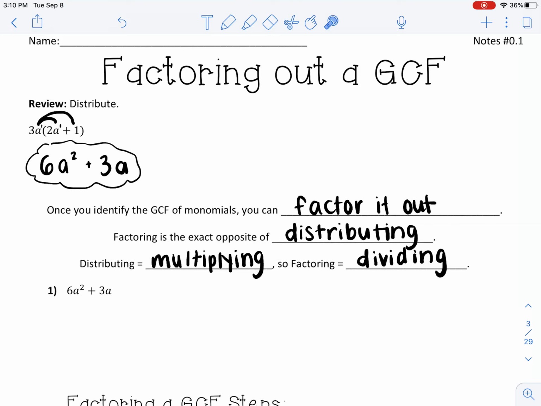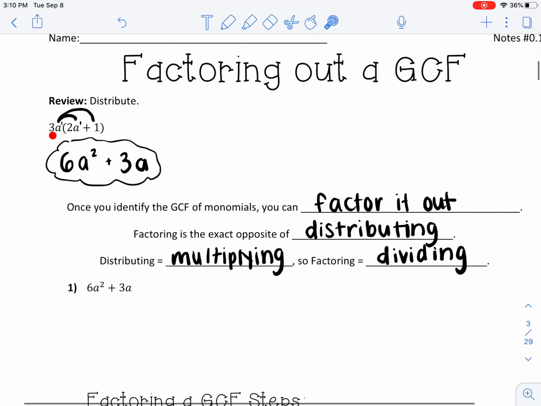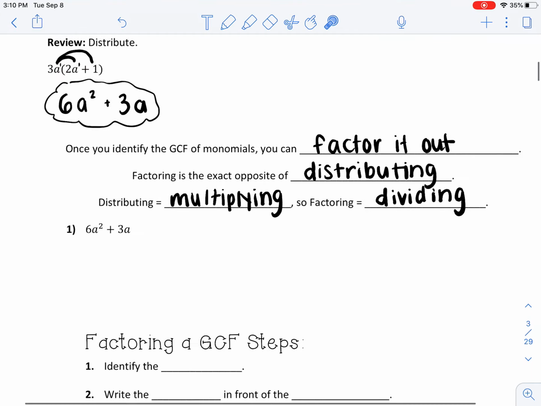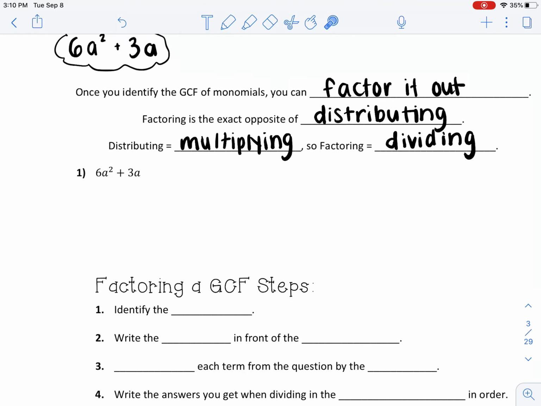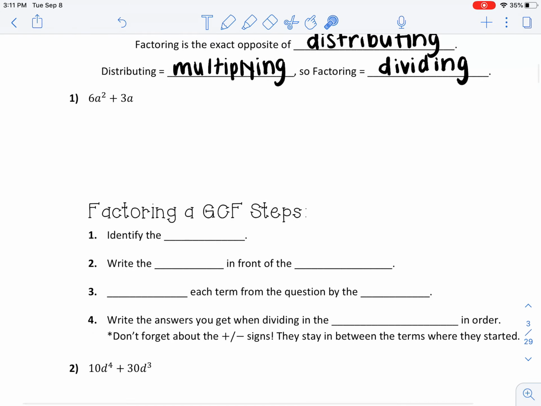So basically what we're trying to do is work our way backwards. In the review question, I started with something and ended up distributing, or multiplying, and got an answer. Well, in order to do that backwards, we would start with this answer, and then instead of multiplying, we're going to have to divide by something to end up with this as the question. So that's why for number 1, we're starting with that same 6a squared plus 3a. Our goal is to get an answer of 3a times 2a plus 1, because that's what we started with in the review question. So in order to factor out a GCF, we need to find the GCF. So we're going to fill in these steps down here.